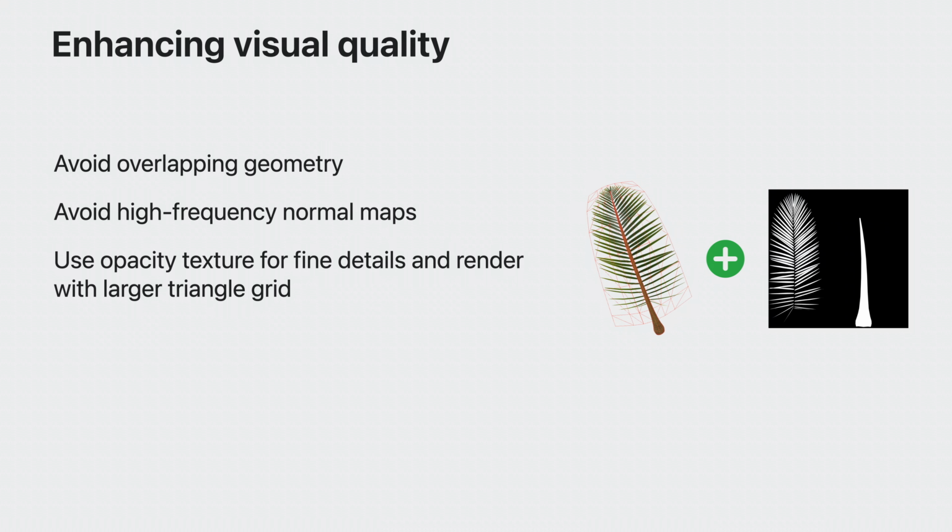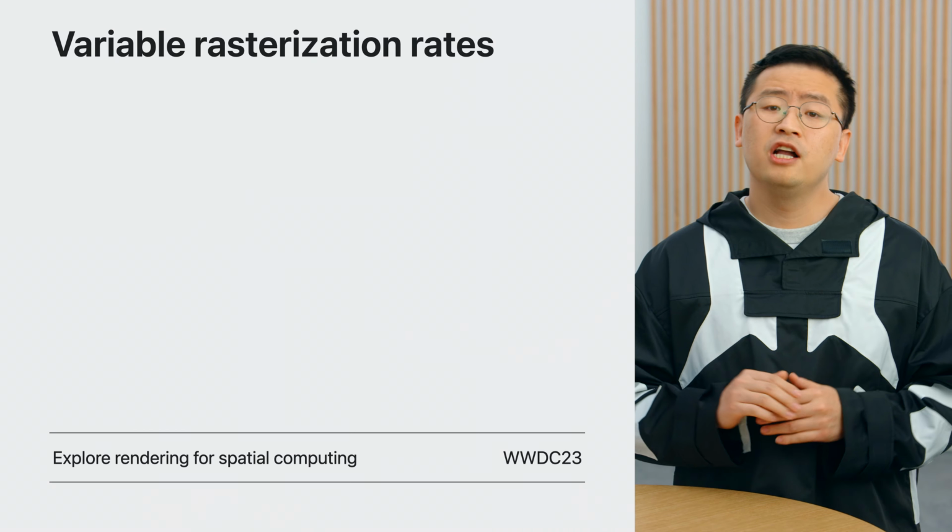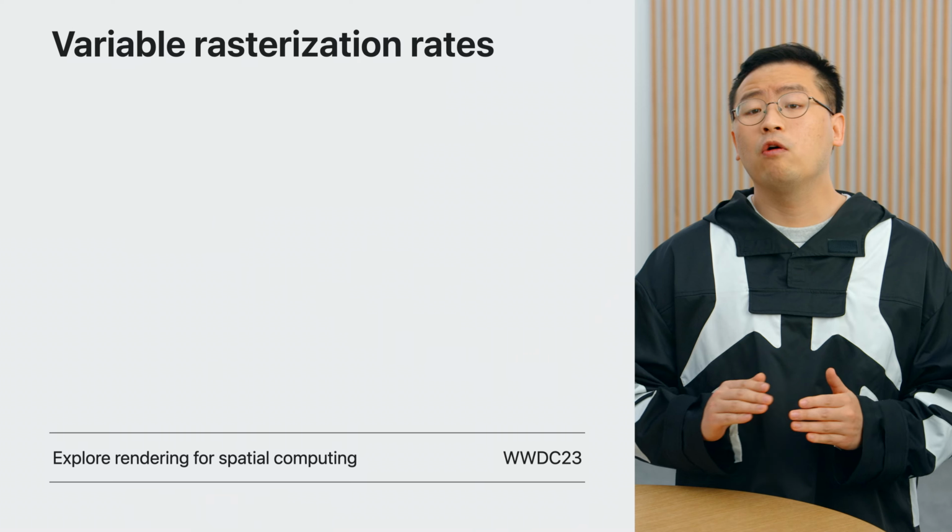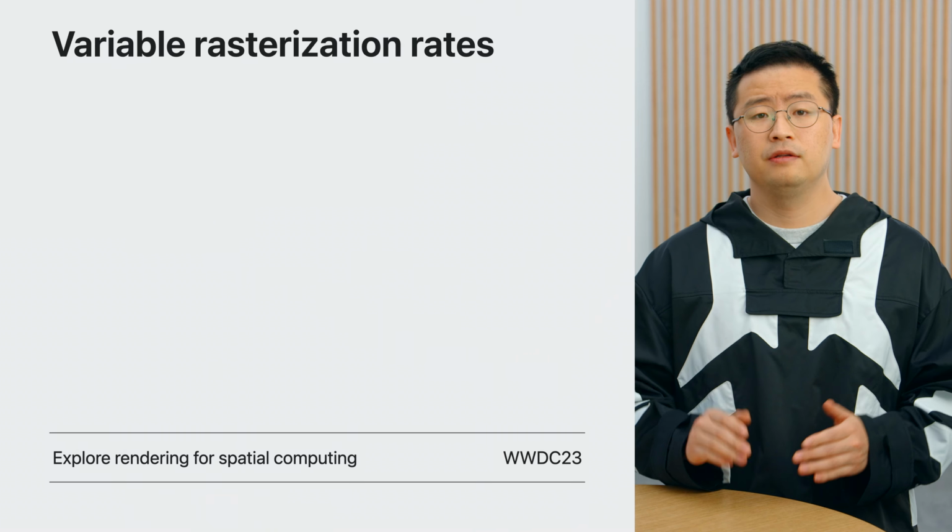To minimize this issue, you can try to store the fine geometry details into an opacity texture and then render it by using a geometry with a larger triangle grid instead. To learn more about variable rasterization rates, check out our session, Explore Rendering for Spatial Computing.